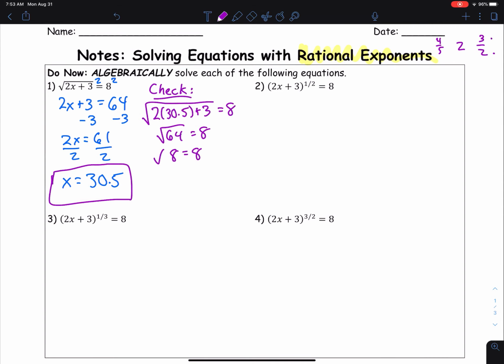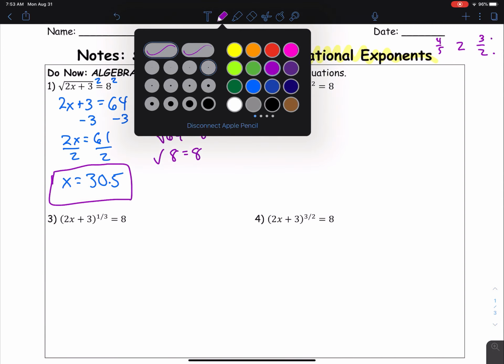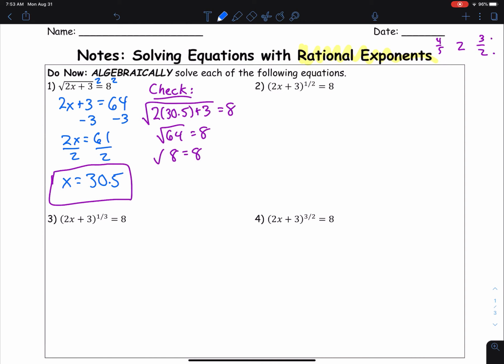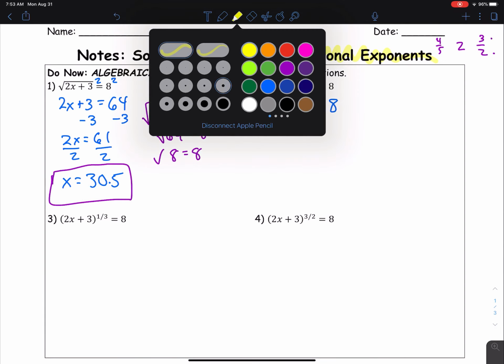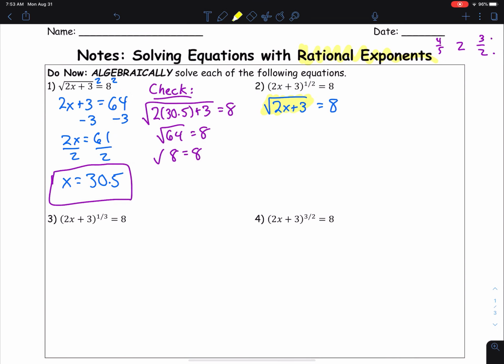Number 2, so you could go about and say, oh, when I raise something to the 1/2 power, I know that's the square root of whatever is inside, which you're 100% correct. That's a very easy way of doing this question. And then if you take a look at it, now we have the same exact equation here as we did in number 1. So we can solve it just like we did in number 1, and we would get our answer of 30.5.